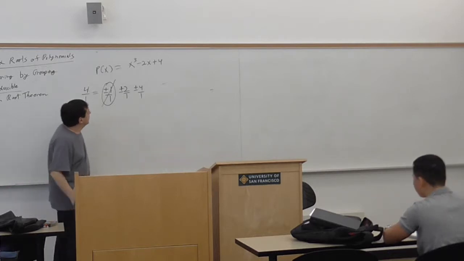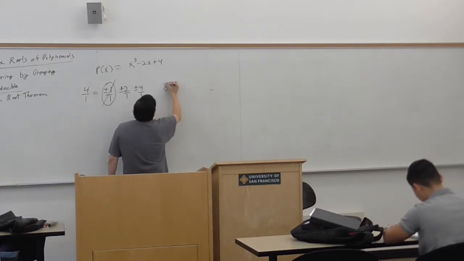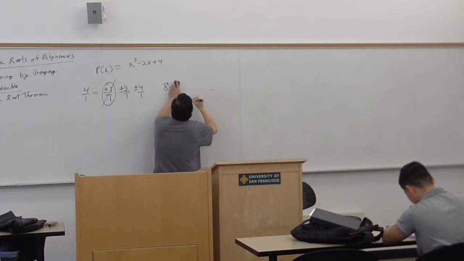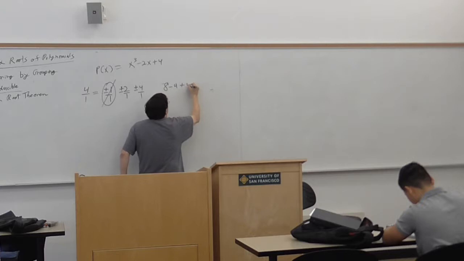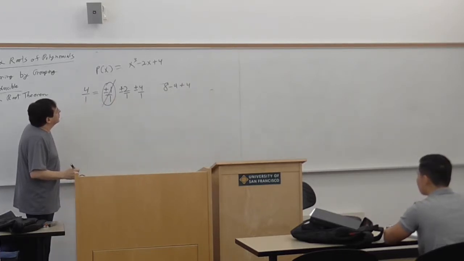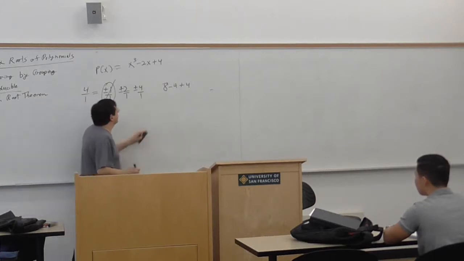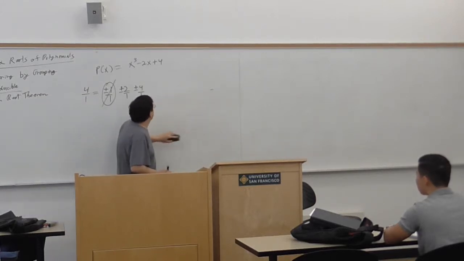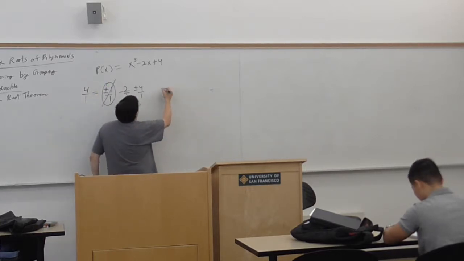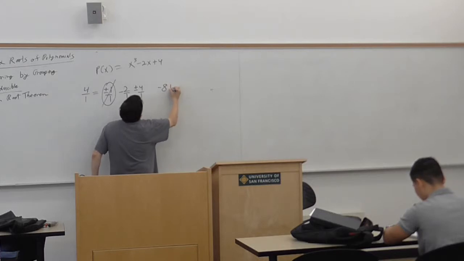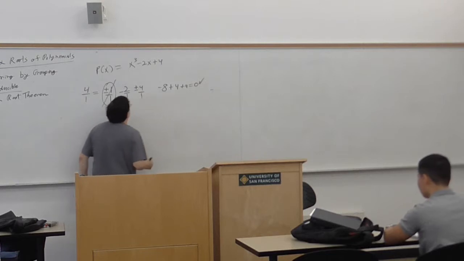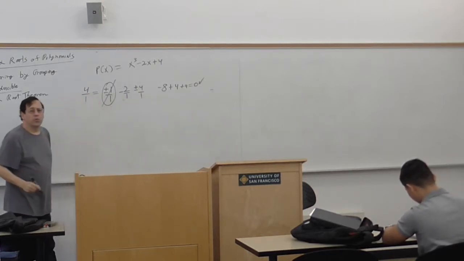How about 2? So that's 8 minus 4 plus 4. You just plug in 2. Well, that's 8. That's no good. So the plus 2 is out. All right, minus 2: minus 8 plus 4 plus 4. Oh, we have a winner. Minus 2 is a root.